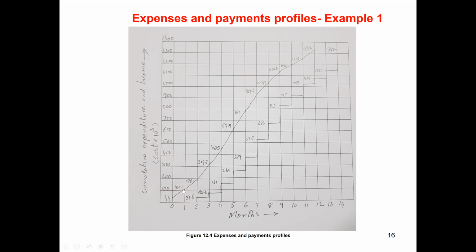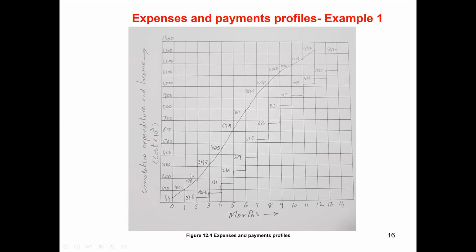Then the second point was 100,100. We are going to show it in thousands, so it will be 100.1. So here on this side we have cumulative expenditures and income. Income is the payment. Okay. So cost is shown as a multiple of 10 raised to the power 3.